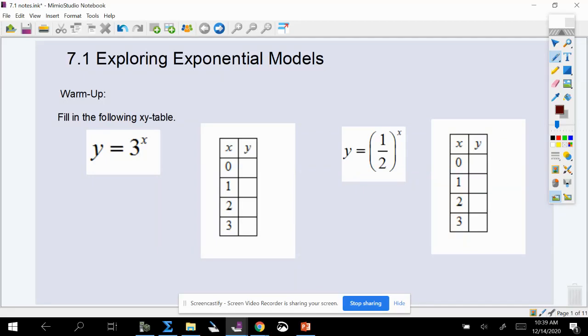We are starting a new chapter, Chapter 7. We'll start this before break and then continue it after break. And Chapter 7 starts with talking about what an exponential function or an exponential model is.